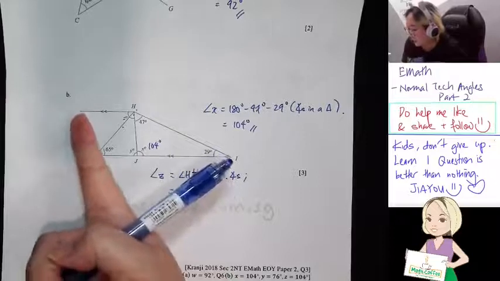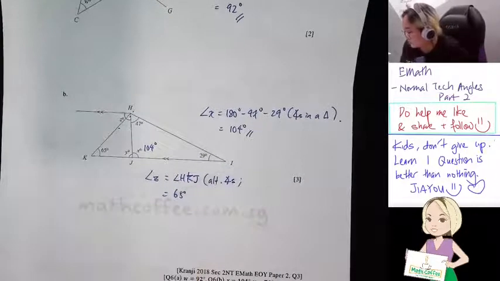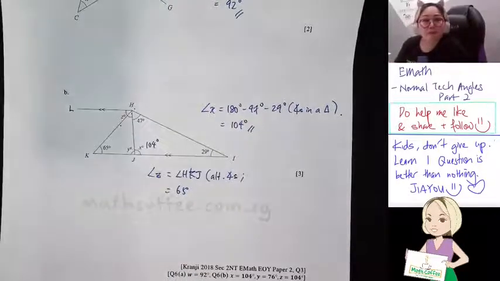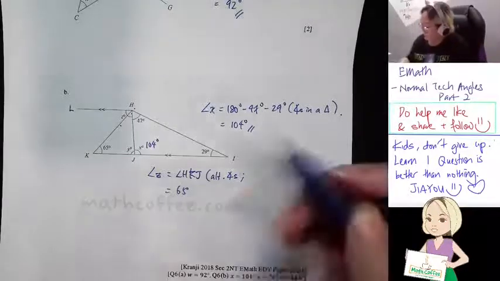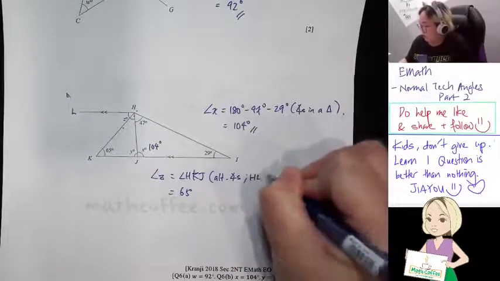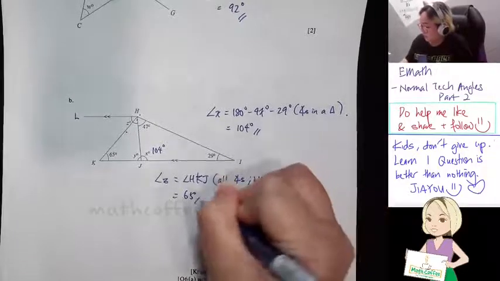I noticed that there's one missing. There's no alphabet here, so we can put L here. Give me the pair of parallel lines for the 65 degrees and the Z. What is parallel with what? Anyone? HL and JK. Well done. HL and JK. Good.